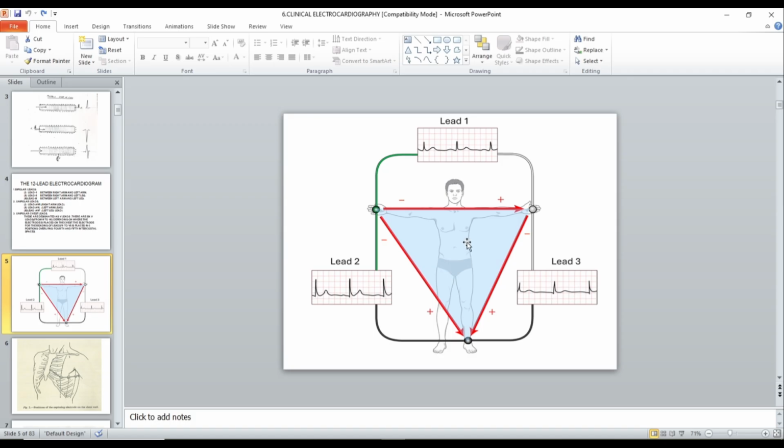Bipolar limb leads. Lead 1, the resultant of right arm and left arm. Lead 2, the resultant of right arm and left leg. And lead 3, the resultant of left arm and left leg.